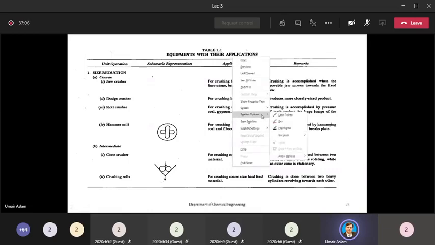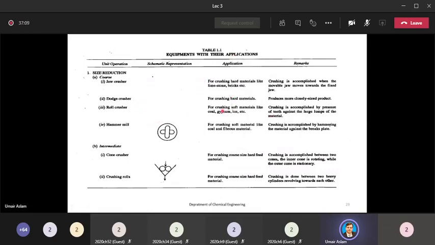in the same table, some applications of individual equipments and some remarks about the equipment are also written. So just go through these things. They will help you in the understanding of the chemical process flow diagram. Whenever you see a process flow diagram, and somewhere under an equipment it is written that it is a crusher, it is a mill, size reducing, it is a grinder, you should automatically understand that this equipment will be used to reduce the size of a solid.